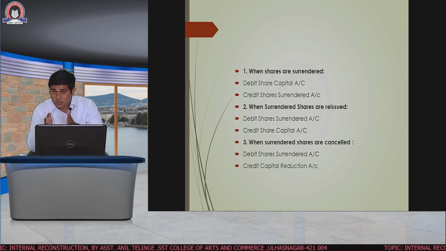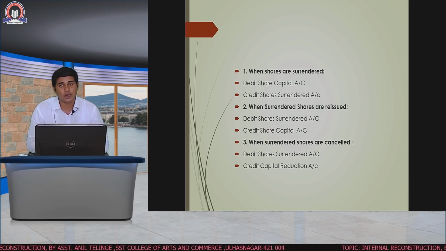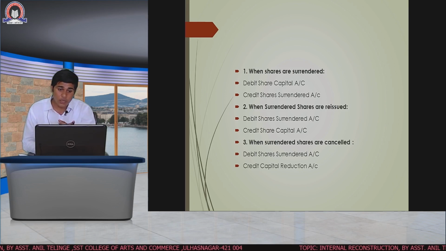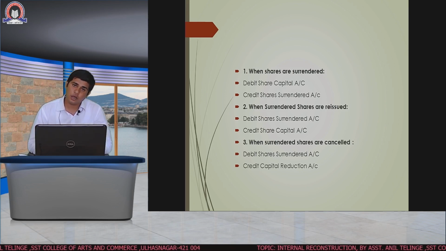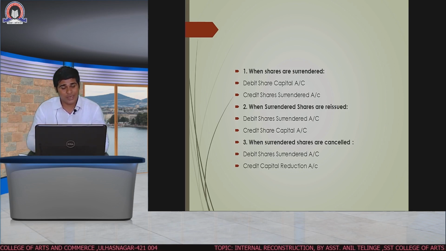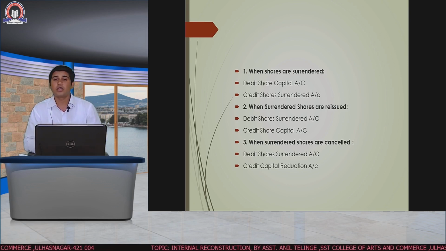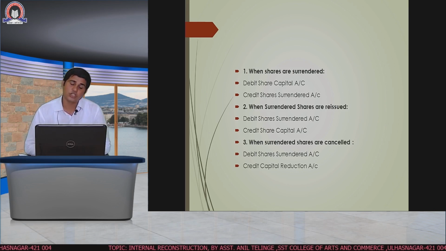Now such surrendered shares company again issue. So what will be the entry? When surrendered share company again issue, entry will be share surrender account debit to share capital account. Some cases the surrendered share may be cancelled. Such situation, under capital reduction, we need to mention the entry share surrender account debit to capital reduction account.